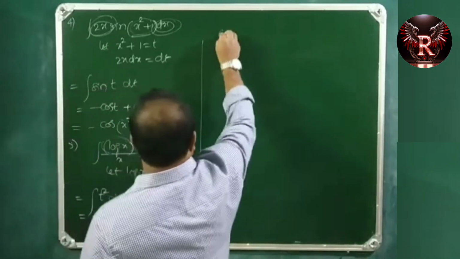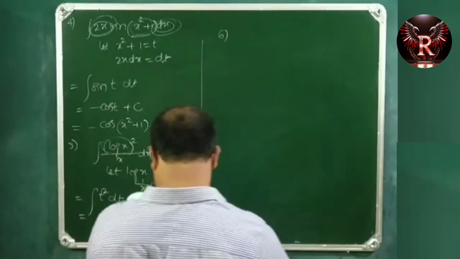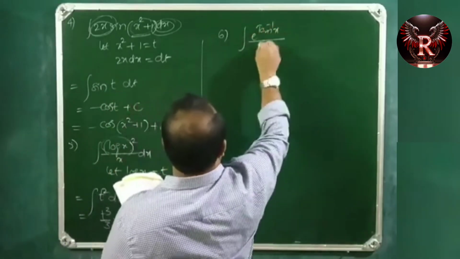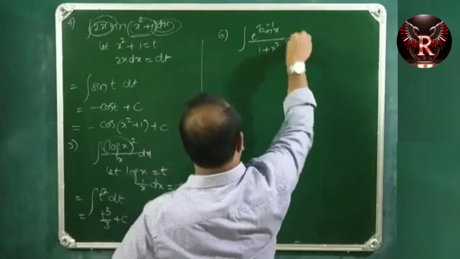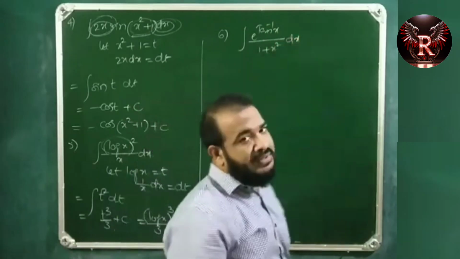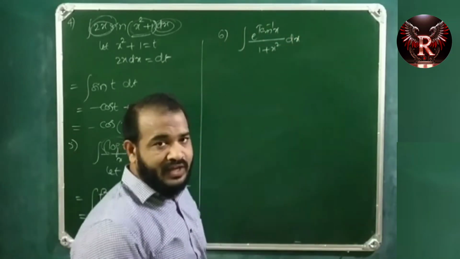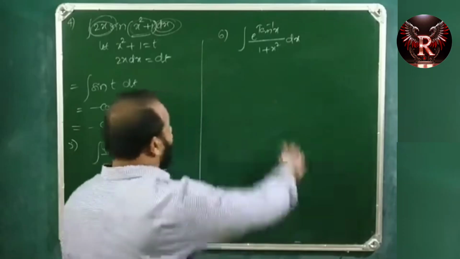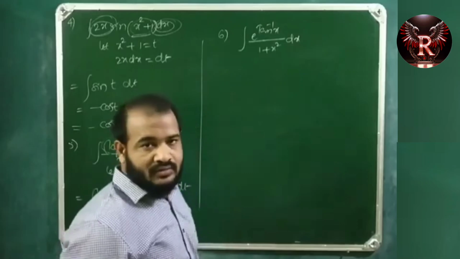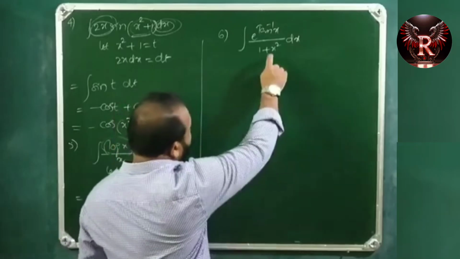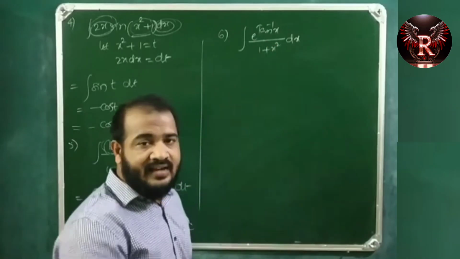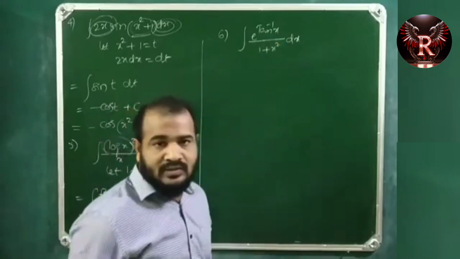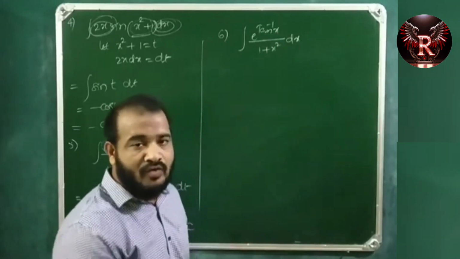So the next question is integral e power tan inverse x by 1 plus x square dx. You might be thinking, why aren't we using the results directly? Because tan inverse x is the original function f of x, its f dash x is 1 by 1 plus x square. Instead of that, actually the third function is also there, which is e power x.